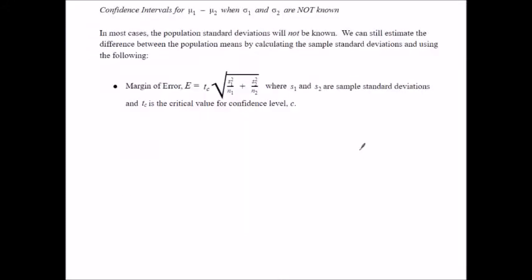Now, most of the time, you're not going to know the population standard deviations. So we basically change the sigma into an S. S stands for sample standard deviation. So you can kind of see that here and here in the formula.